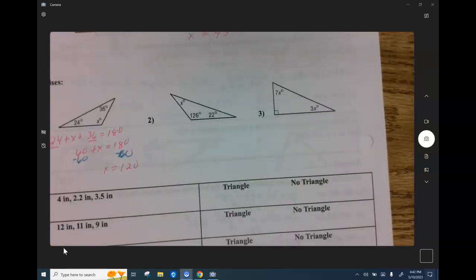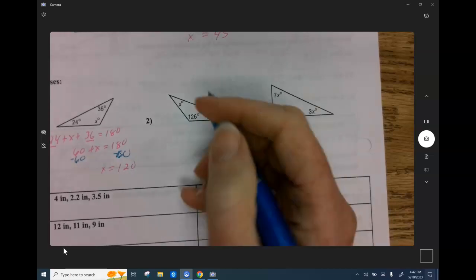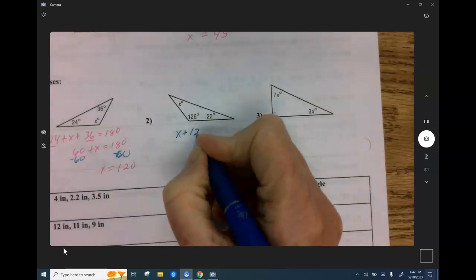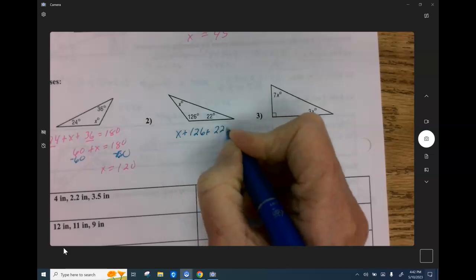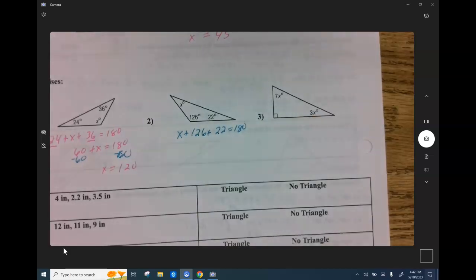And feel free to pause yours and just see if you get the same answer as me. So I'm going to add the three angles together. Or if you want to watch that, now pause it. Solve the equation on your own. That's great practice.